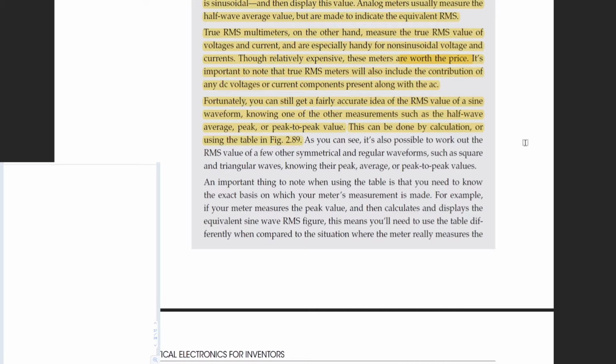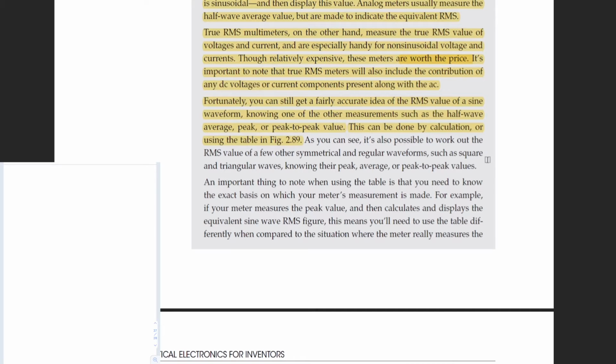It's also possible to work out the RMS value of a few other symmetrical and regular waveforms such as square and triangular waves, knowing their peak, average, or peak-to-peak values. So if you have peak, average, or peak-to-peak, then you can work out RMS, which we know.